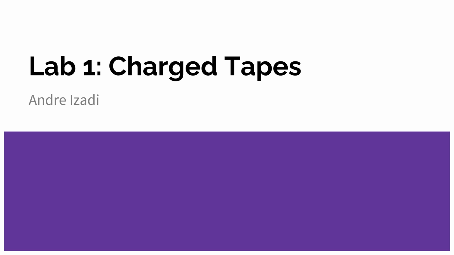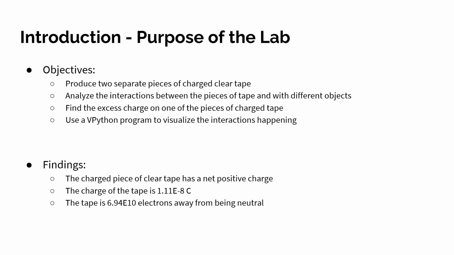Lab 1, Charged Tapes. The objectives of this lab were to produce two separate pieces of clear charged tape, analyze the interactions between the pieces of tape and different objects, find the excess charge on one of the pieces of charged tape, and use a Python program to visualize the interactions happening.